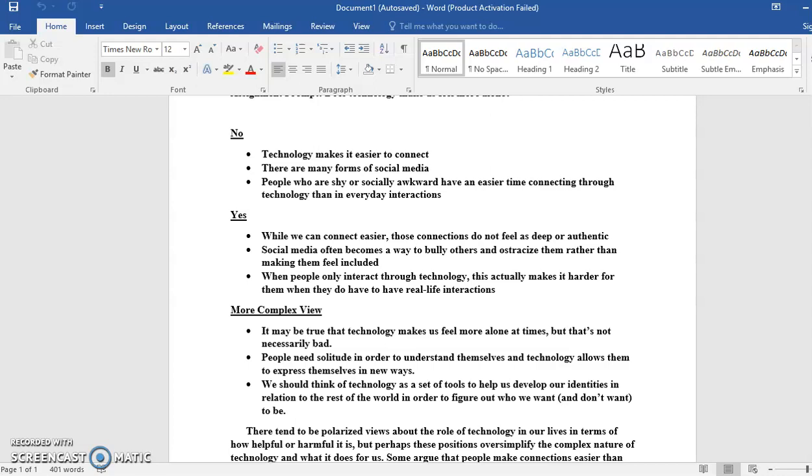I said we should think of technology as a set of tools to help us develop our identities in relation to the rest of the world in order to figure out who we want and don't want to be, right? So again, it's hard to figure out who you are if you are constantly just following what others do. When you do have a little alone time, I think those are the moments when maybe you really do consider who you are and what you want out of life.